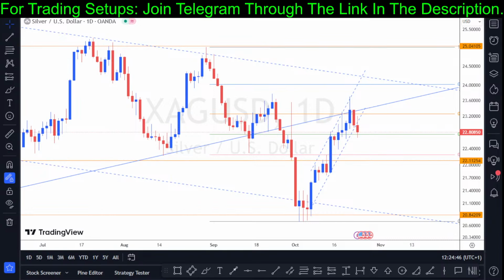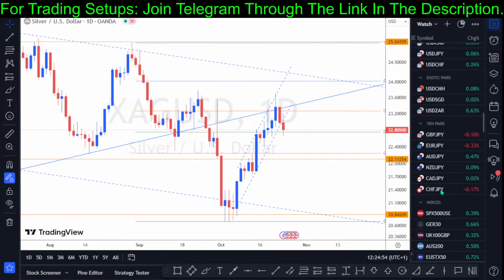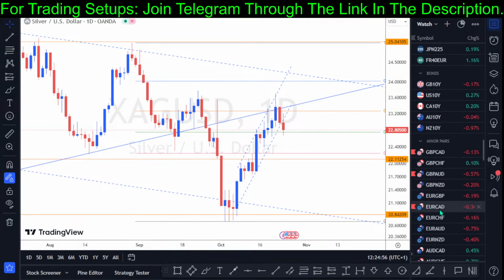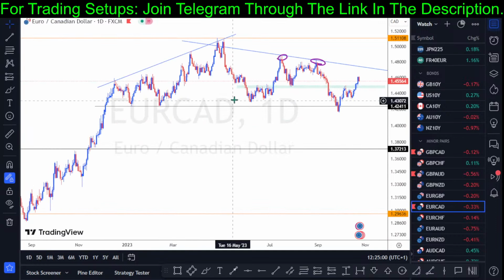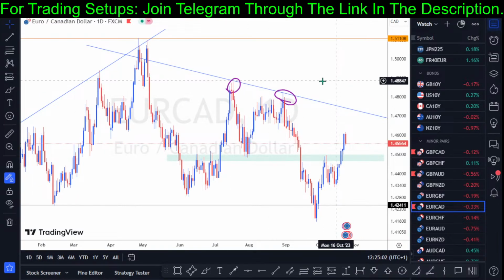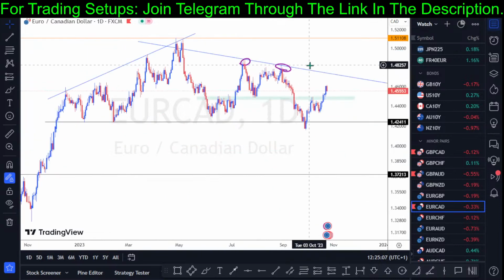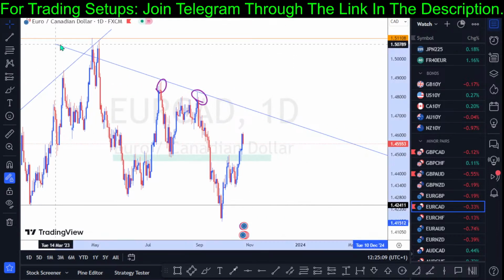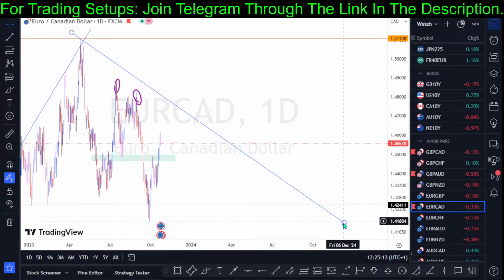So let's go through some other assets I still have on my list. Let's go through the Euro Canada. Based on Euro Canada, this is the day chart right here. And I am currently monitoring this asset to see if we can get a trade opportunity on this asset.